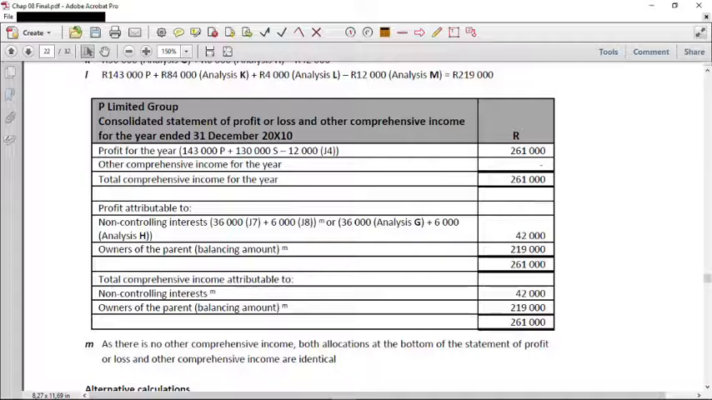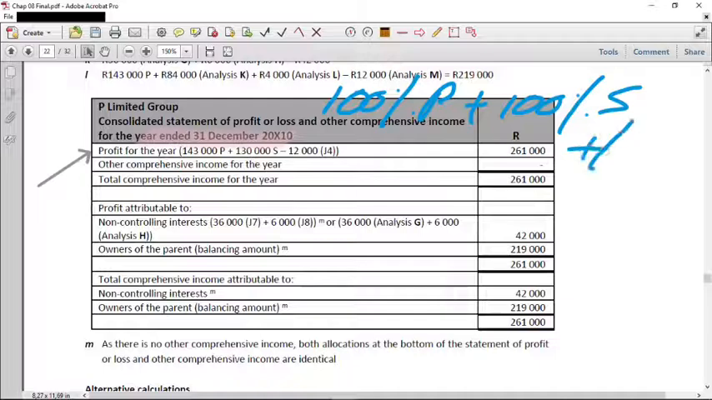Wrapping up example 8.2, we look at the consolidated SPLOCkie for the year ended 31 December 2010. The only line item available is profit for the year. We give effect to 100% P plus 100% S, my single economic entity principle, and adjust that for the consolidation journal entries. The only intra-group consolidation journal entry in this example was the dividend income recognized by the parent that has to eliminate as its dividend income from a dividend declared by the subsidiary.